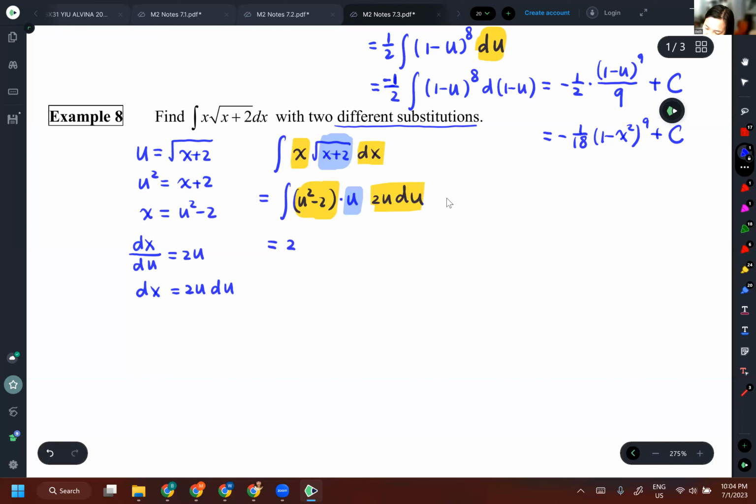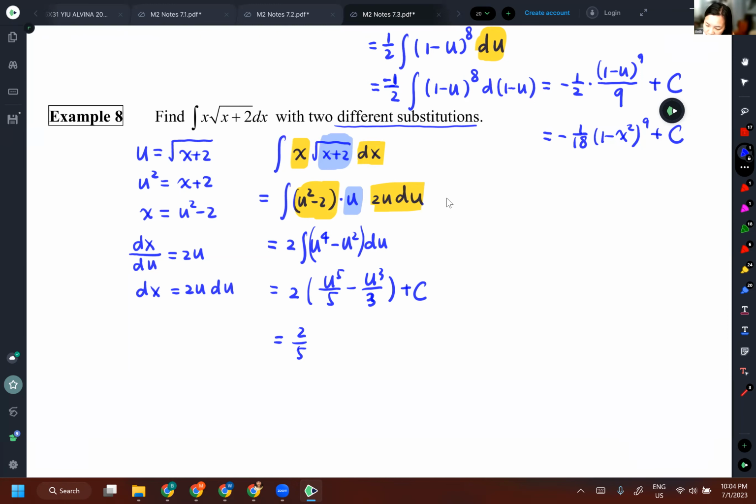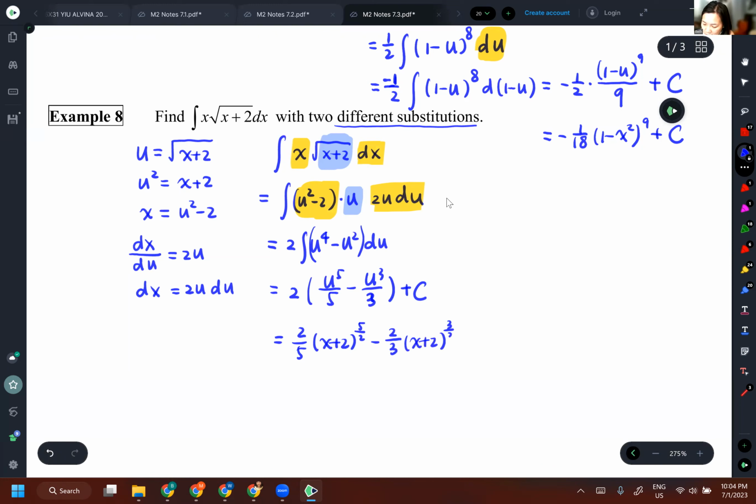This is 2u to the 4 minus u squared du. And that is 2 times u^5 over 5 minus u^3 over 3 plus c. And that is 2 over 5 u to the power 5 minus 2 over 3 u to the power 3. That's one of the substitutions.